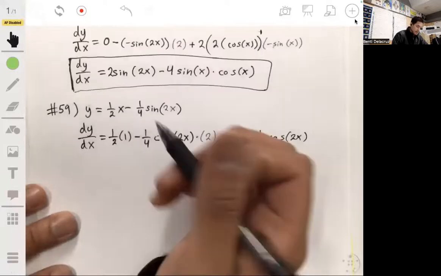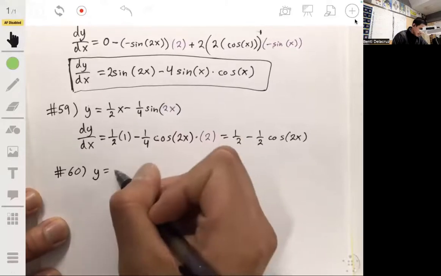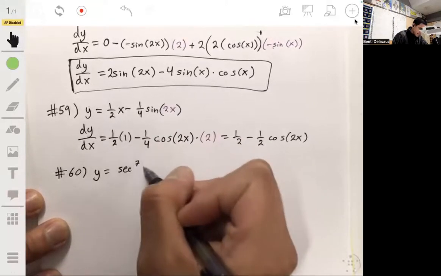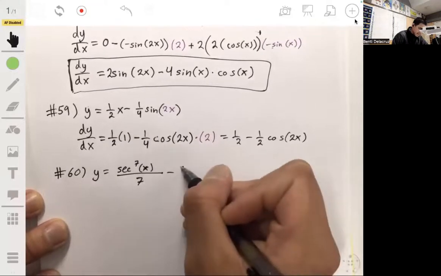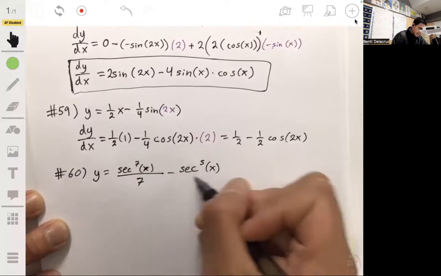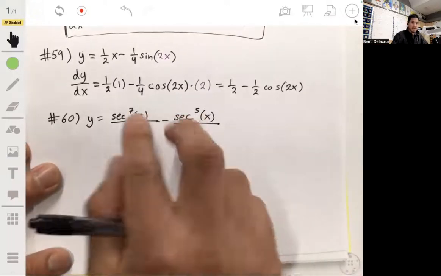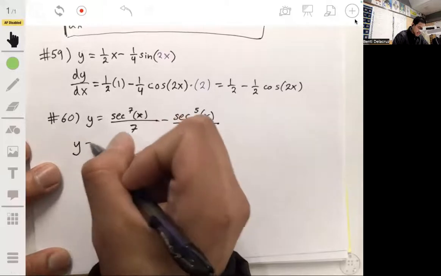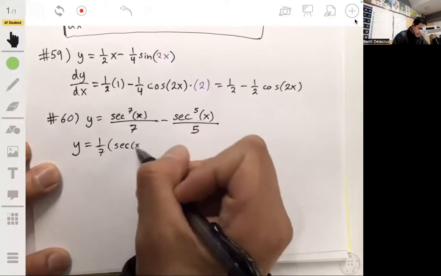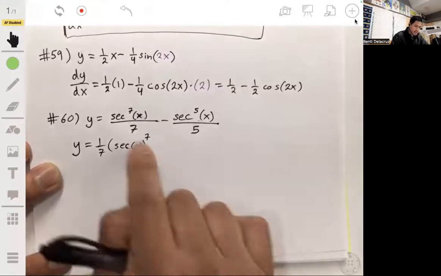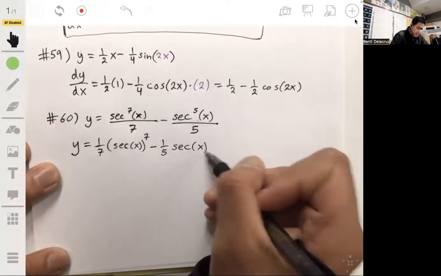All right, and let's look at 60. 60, so it's written like this. y is equal to the secant, the 7th power there, of x over 7 minus the secant 5th power there of x over 5. So again, with trig functions, they like to write the powers in different notation. So let's rewrite this as 1/7 times the secant of x, all to the 7th power, minus 1/5 times the secant of x, and all that is to the 5th power.